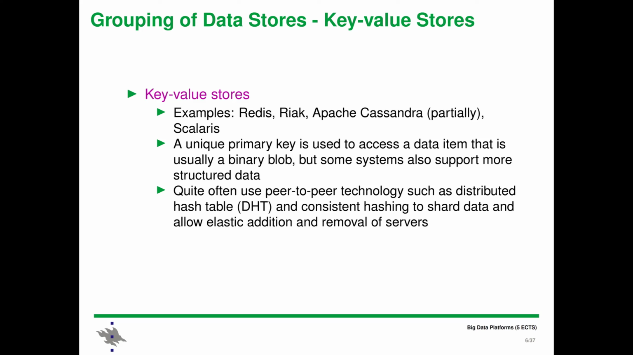And then the underlying technology on which these were made was actually similar to peer-to-peer networks. Peer-to-peer technologies such as distributed hash tables and a technique called consistent hashing, which we will go into in a future lecture, were used to shard data, so to split the data across the different servers, and to allow elastic addition and removal of servers.